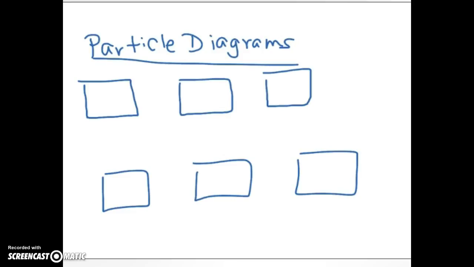So when we represent an element in a particle diagram, we're going to show it as just one color. So here I'll just show it as an open blue circle. This would represent a monatomic element. For example, sodium.